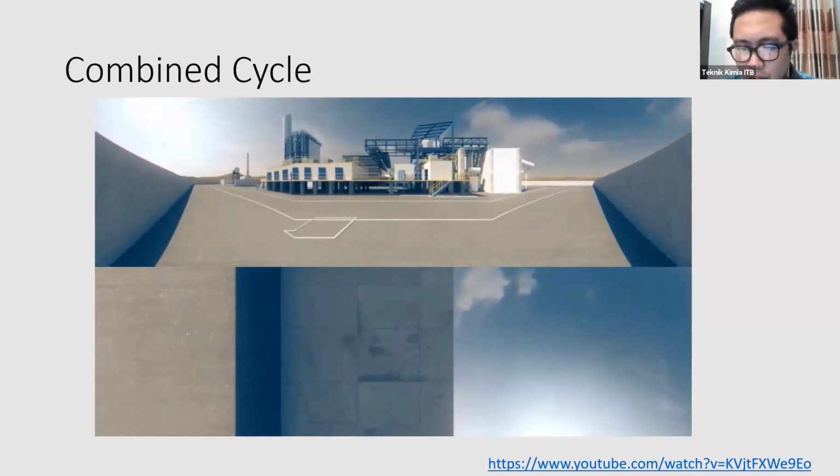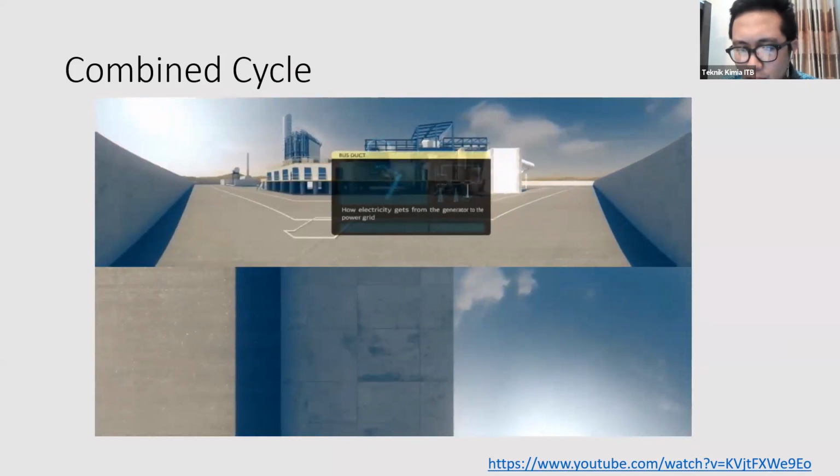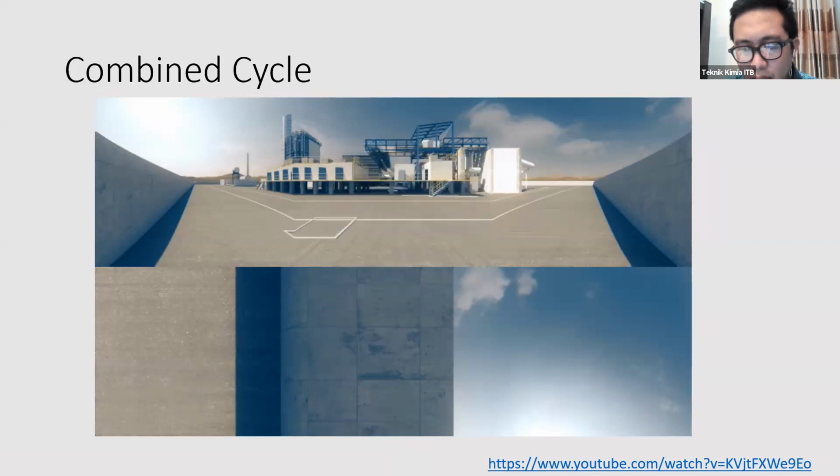Running out from the generator is the bus duct, which conducts generated electricity from the generator to a transformer, enabling the electricity to be sent to the power grid, to which we connect our homes, schools, businesses, pretty much everything.